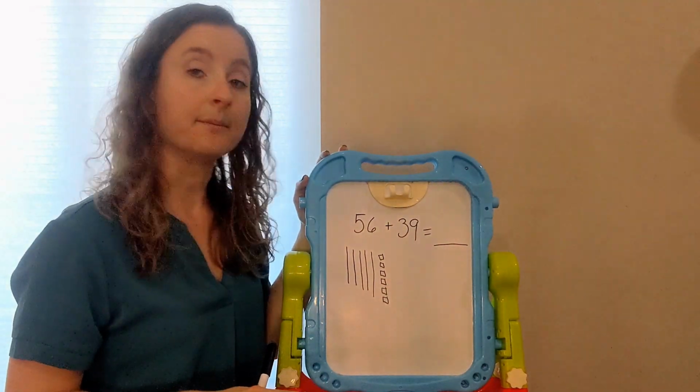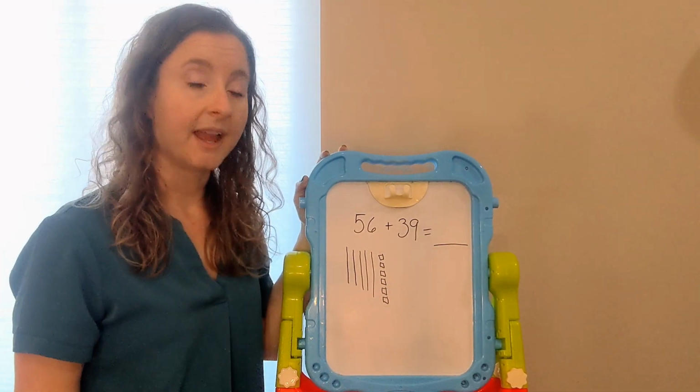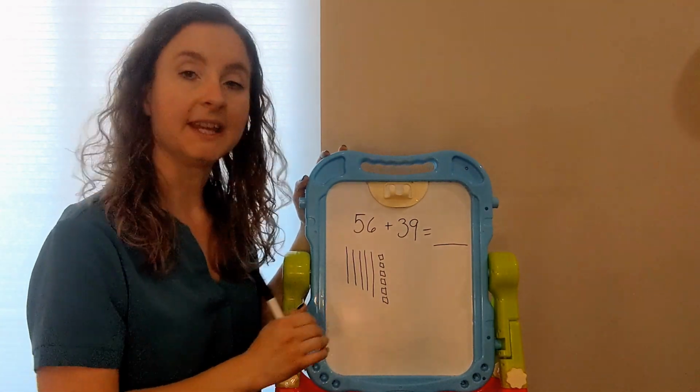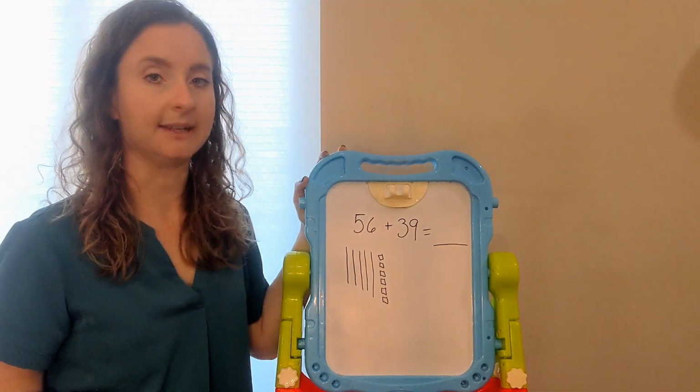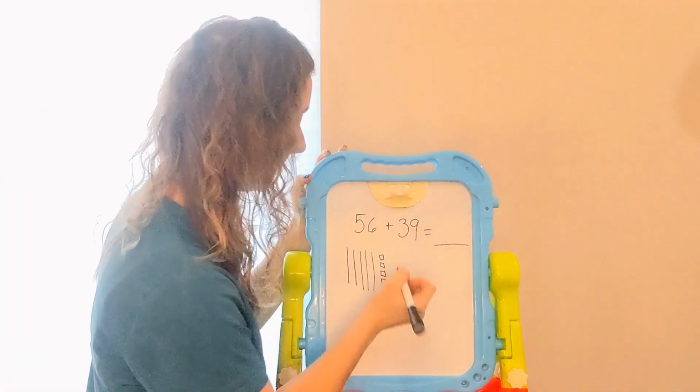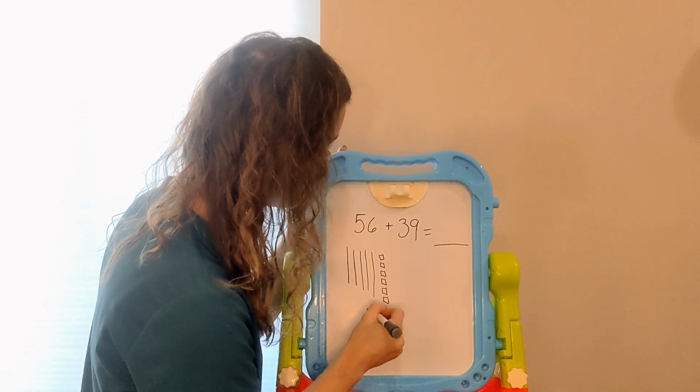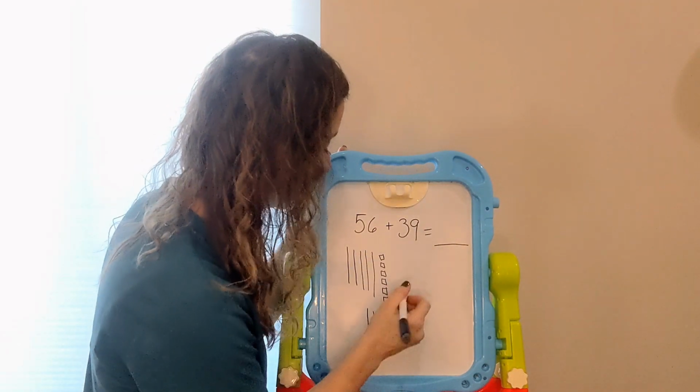Then I need to represent my second addend the same way. I like to stack them one on top of the other because I think it makes it a little bit easier when I go to regroup. So I have 3 tens and 9 ones.